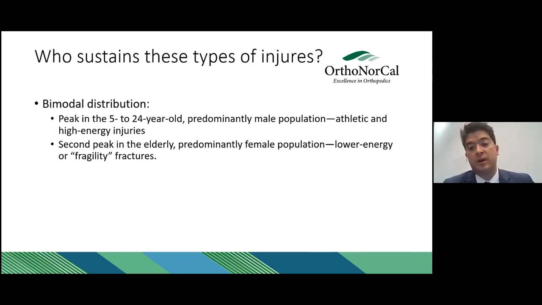The second peak is in our elderly population, and this is predominantly females, and they're usually lower energy injuries. These can be associated with fragility fractures, such as those who have vertebral fractures or hip fractures too. People who have osteoporosis are at risk of a fragility type distal radius fracture.